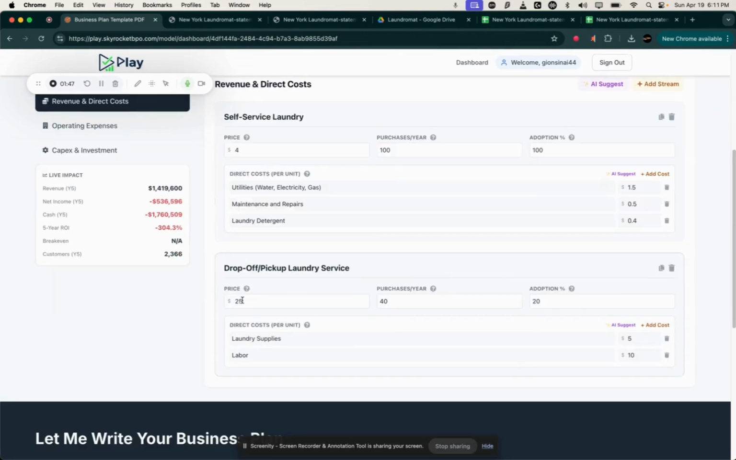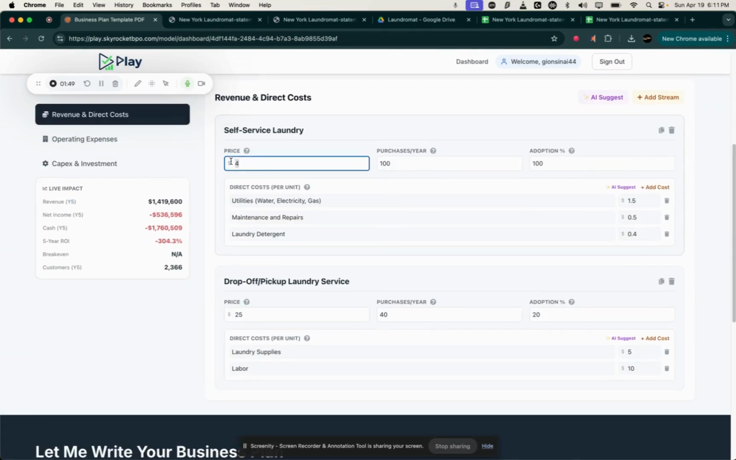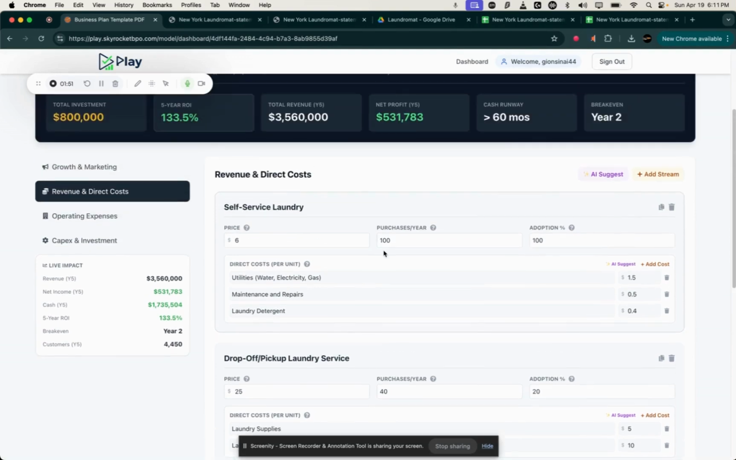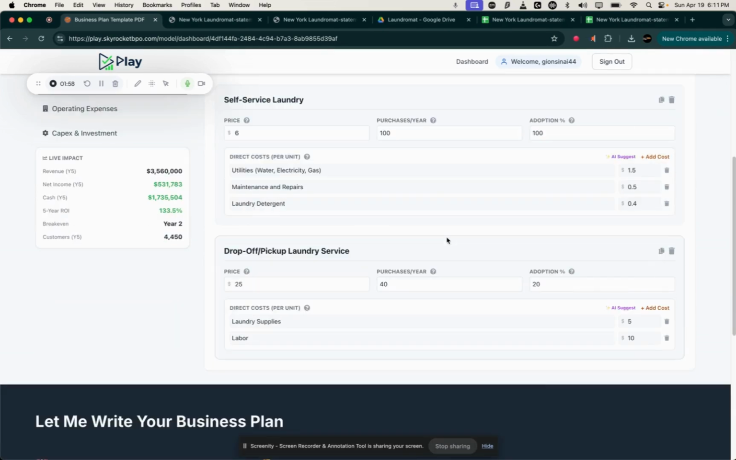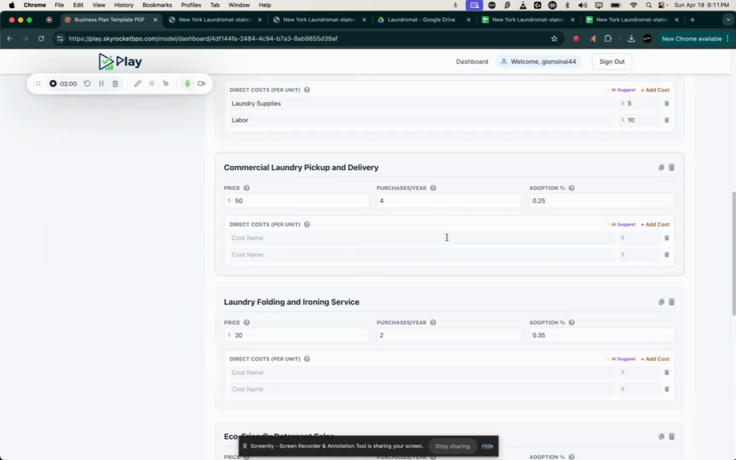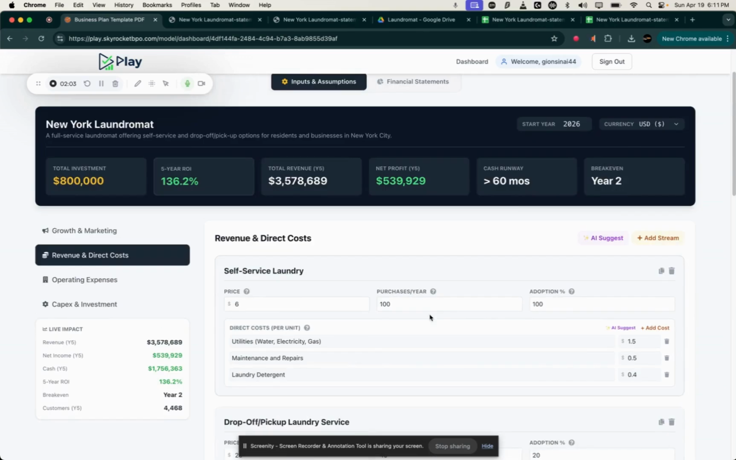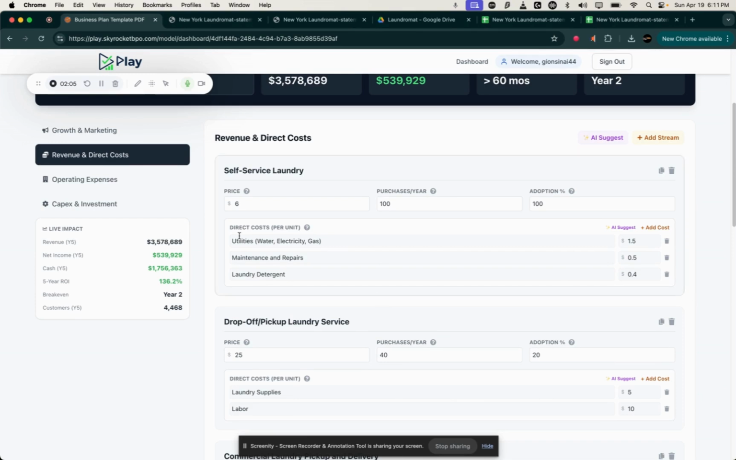So let's say you are facing a mental block, and while starting the business you don't know what sort of revenue sources you should have. So you can just click on AI suggest, and it's going to give you a bunch of suggestions. For example, commercial laundry pickup, laundry folding. Now let's touch this one by one.